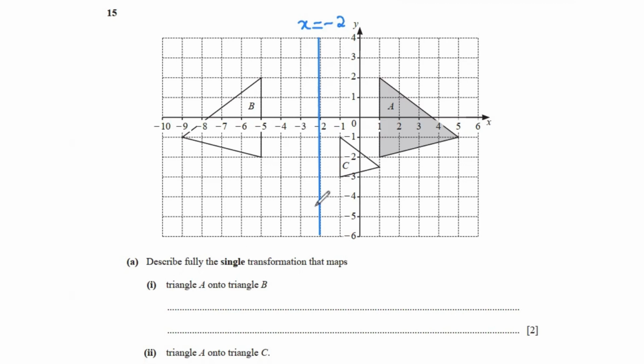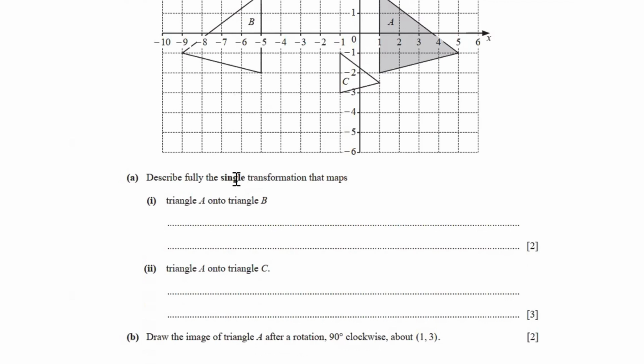So as you can see, it's a reflection because both the images are at equal distance from x equals -2. So reflection in the line x equals -2.